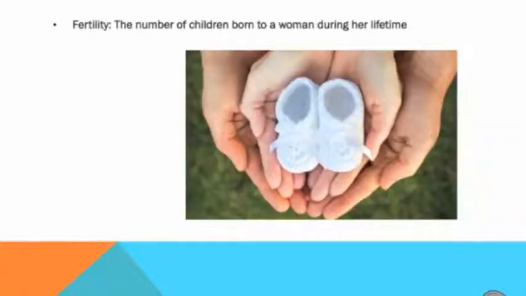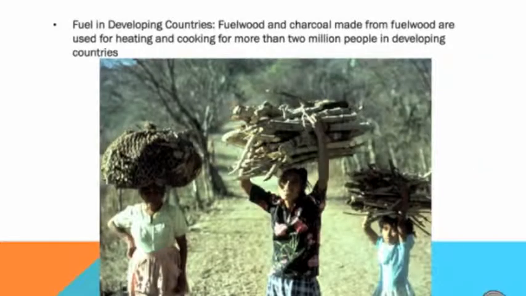Fertility is the number of children born to a woman during her lifetime. Women in Africa usually have a higher fertility than people in developed countries such as America. Fuel in developing countries consists of fuel wood and charcoal made from fuel wood, and they're used for heating and cooking for more than 2 million people in developing countries, and this leads to deforestation in these countries, unfortunately.